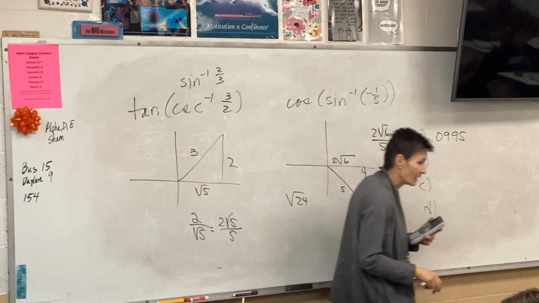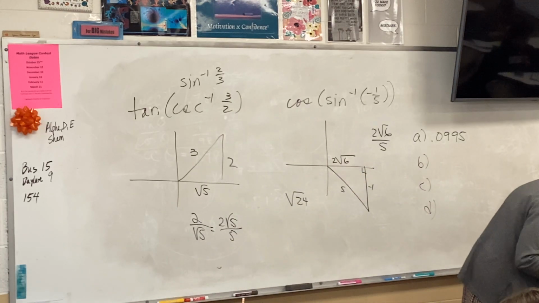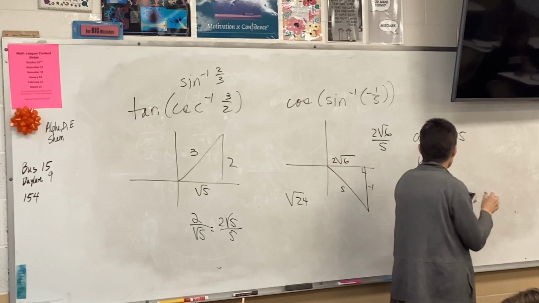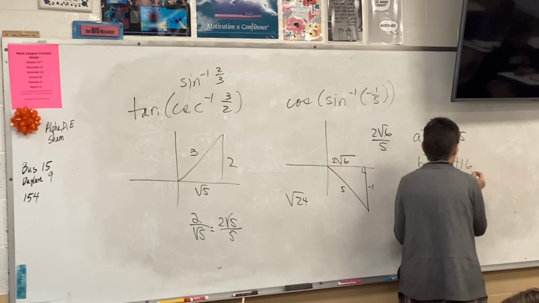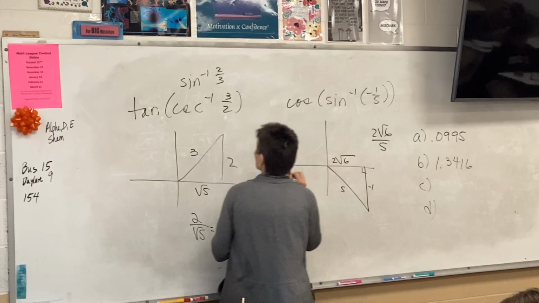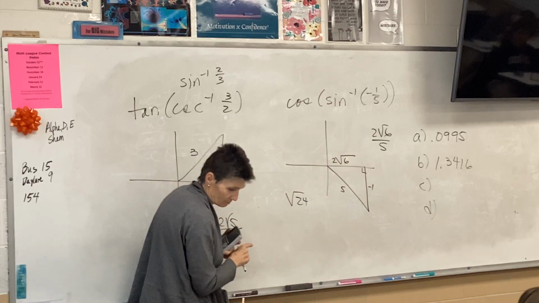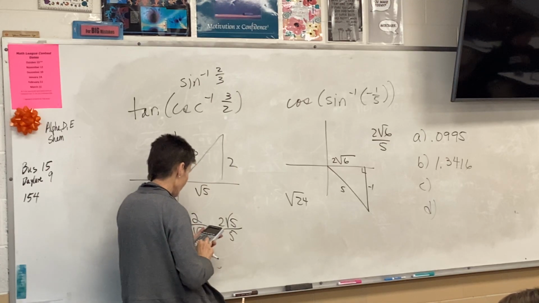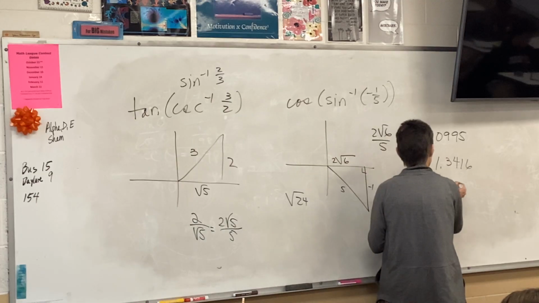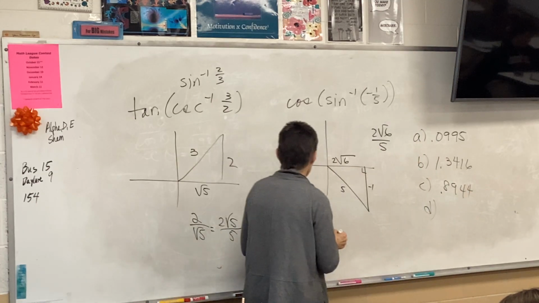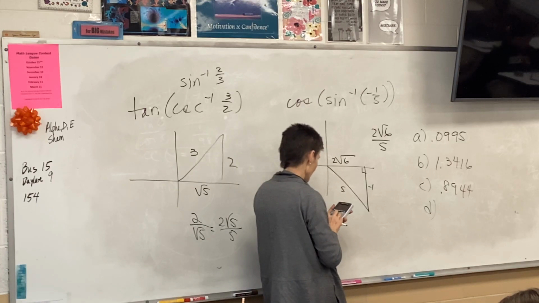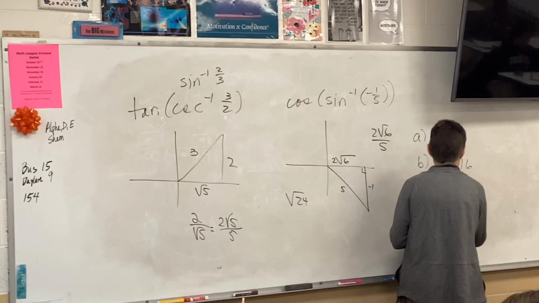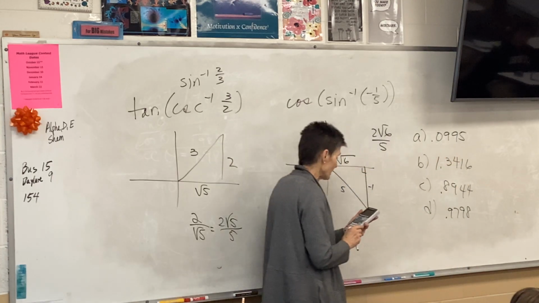So what was the answer to B? 3 root 5 over 5. I'm gonna do 3 divided by root 5, that's easier. So that's 1.3416. And then this one was C, 2 divided by 5, which is 0.8944. And then the square root of 24 divided by 2 root 6 is 0.9798.